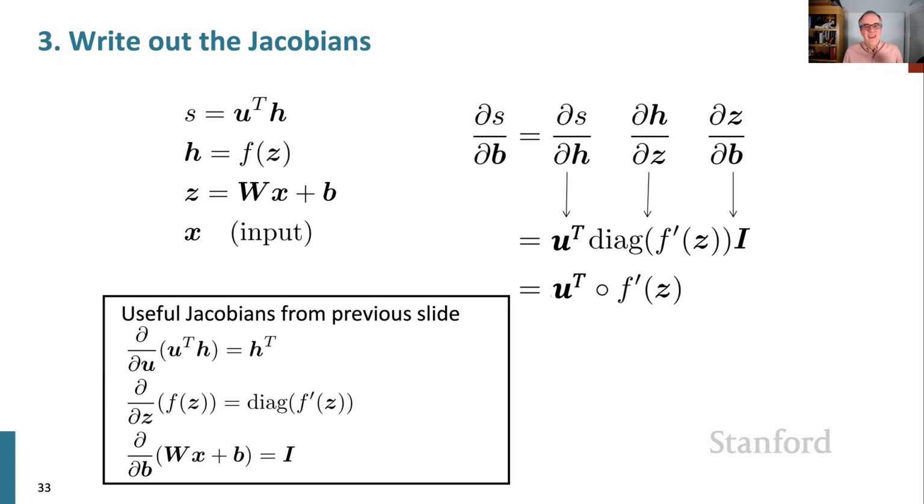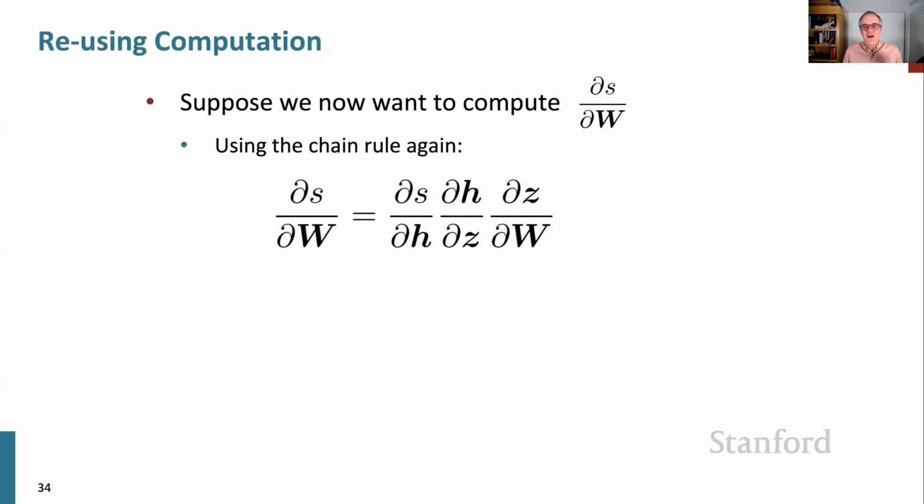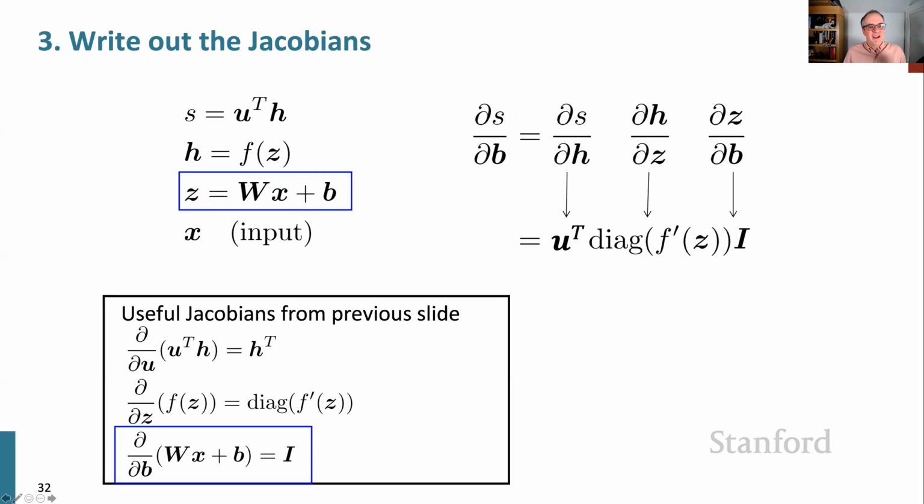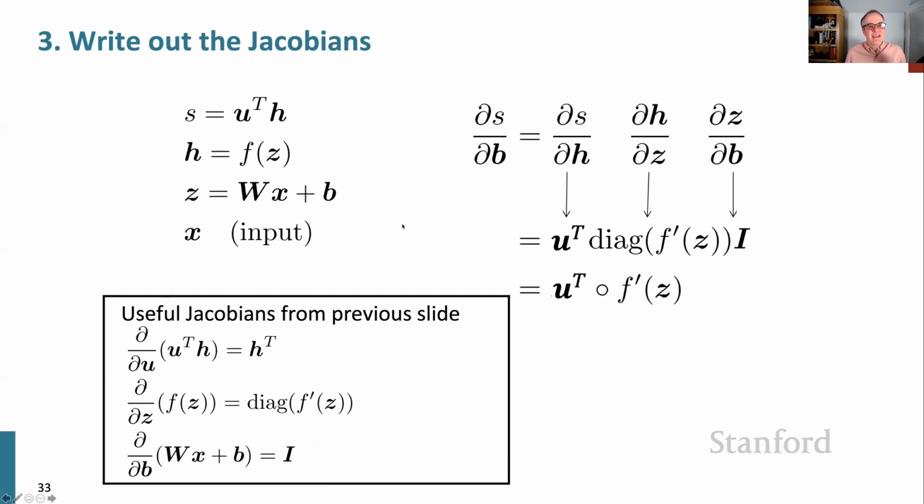But we don't stop there. We also want to work out the gradient with respect to others of our parameters. So we might want to next go on and work out the gradient of S with respect to W. Well, we can use the chain rule just like we did before, right? We've got the same product of functions and everything is going to be the same, apart from we're now taking the derivatives with respect to W rather than B.